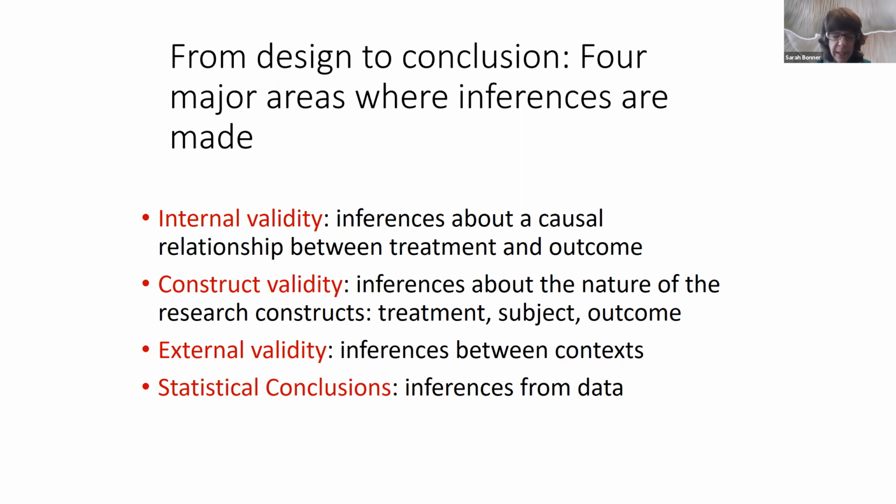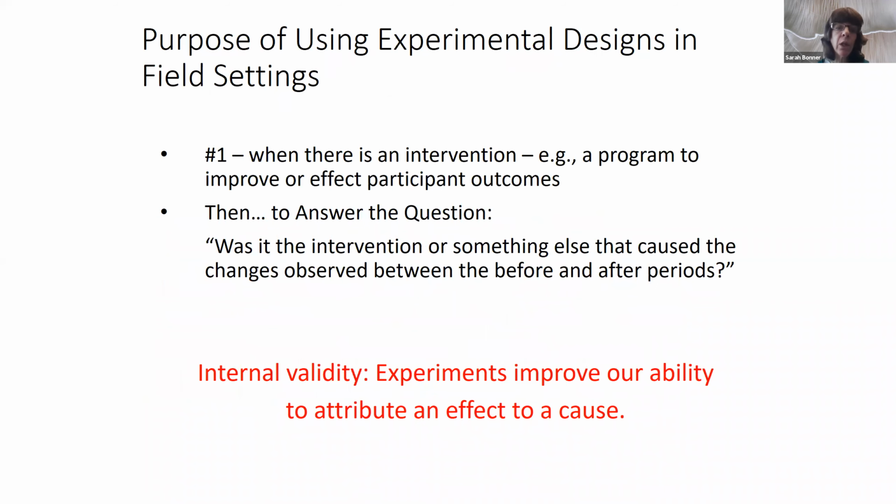So when you make a claim that X causes Y, that X has an impact on Y, that X affects Y to some degree, you are making a claim that has or has not internal validity. It may or may not be correct in terms of causation. So we mostly want to do this when we have an intervention. So we have done something to improve, to cause a change in participant outcomes.